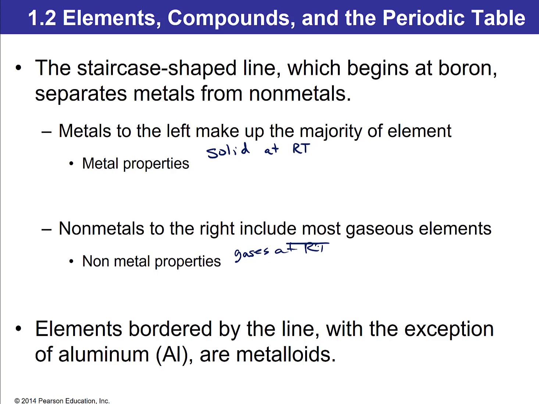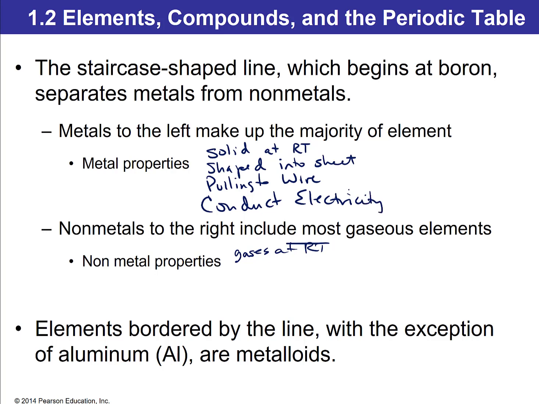Metal characteristics, being solid: metals can be pounded into sheets. They can be pulled into wires. So they can be shaped. And they can conduct electricity. Those are metal properties, all of those on this side. Some are better than others, but non-metals really have the exact opposite.